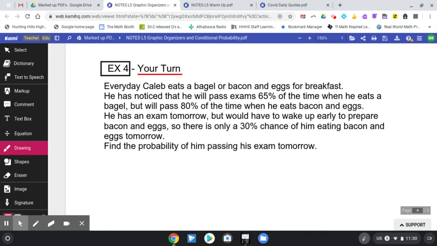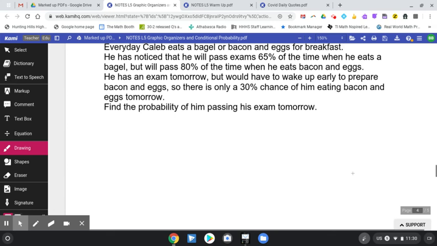He has an exam tomorrow, but would have to wake up early to prepare bacon and eggs. So there's only a 30% chance of him eating bacon and eggs tomorrow. Find the probability of him passing his exam tomorrow.